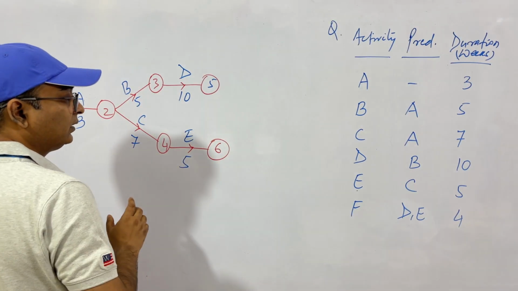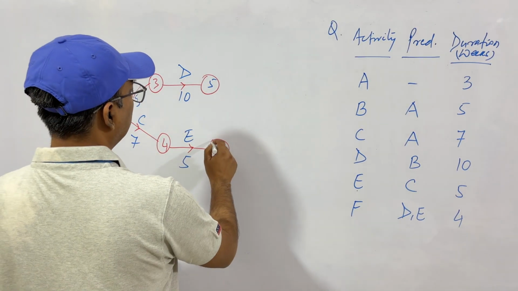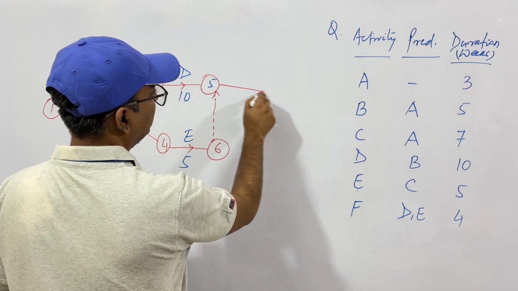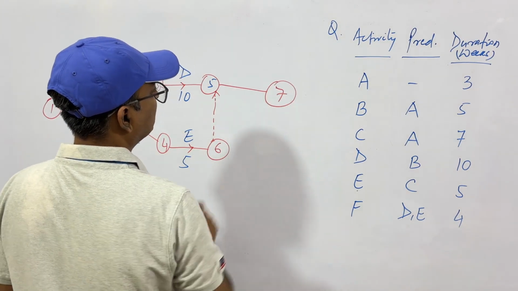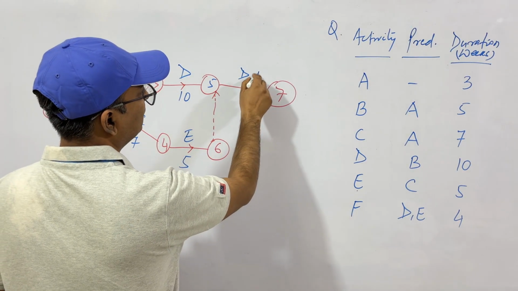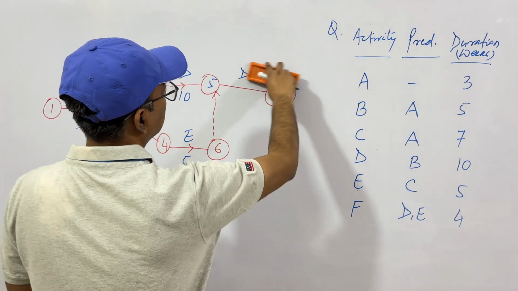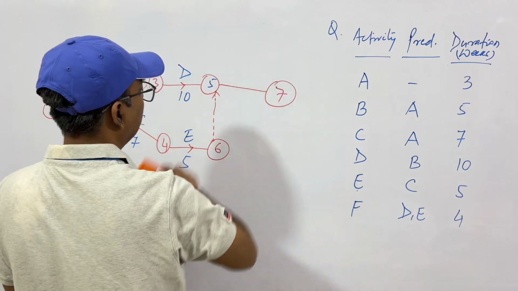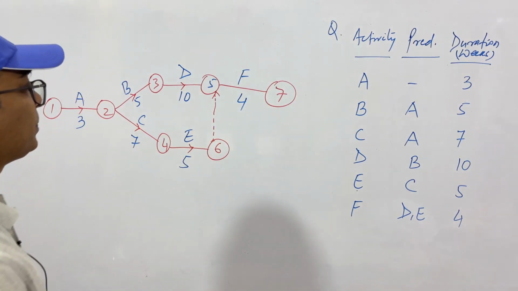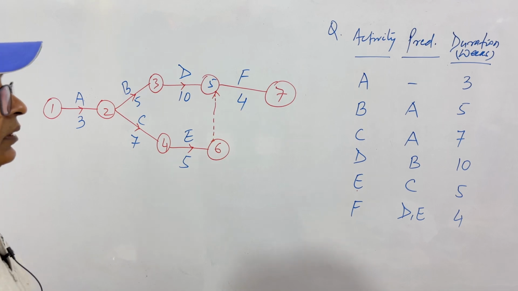So as I told you in the last example, what you can do, let's just put a dummy activity here, and then from here we'll have our last point, that is D and E. Sorry, not D and D, this is F. D and E is complete, so you have F, which takes 4 weeks. Okay, this is the best way to present it.